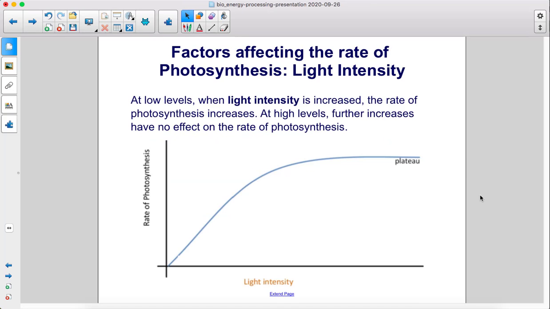At low levels, when light intensity is increased, the rate of photosynthesis increases. At high levels, further increases have no effect on the rate of photosynthesis.